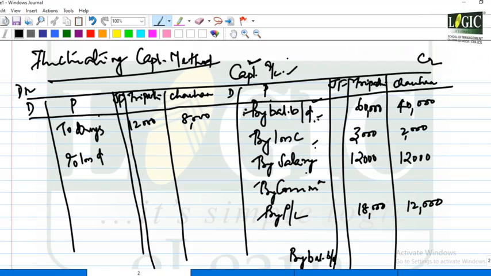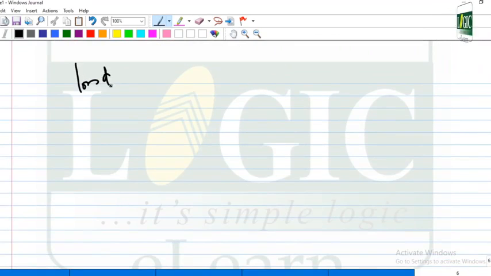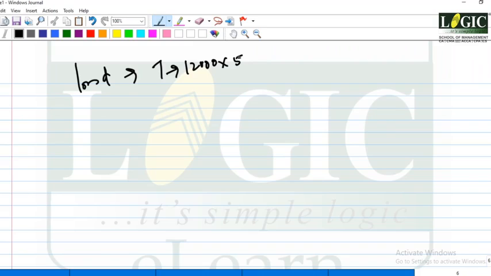Now 5% of 12,000. In this context, you will have to understand a generally practiced rule regarding interest on drawings. In Tripathi's case, his drawings were 12,000, and the rate is 5 by 100. If no period is specified regarding the time of drawing, you will have to assume that drawings were made during the mid of the year.